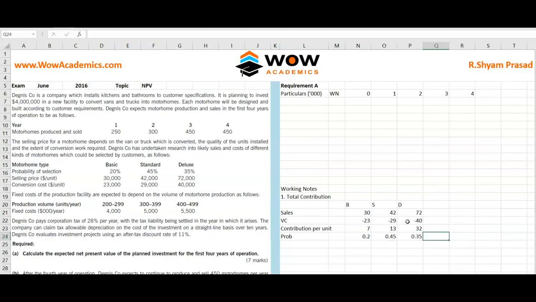Okay, so we've got the numbers. So now we'll try to get the contribution. We'll try to multiply the contribution per unit into the probability. So we'll finish it in one single sentence like this, or we can just multiply it. So we'll do it for all the numbers. Okay, so now you will get the total contribution.